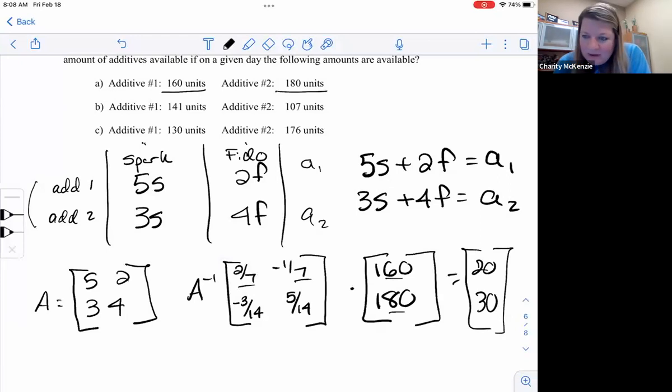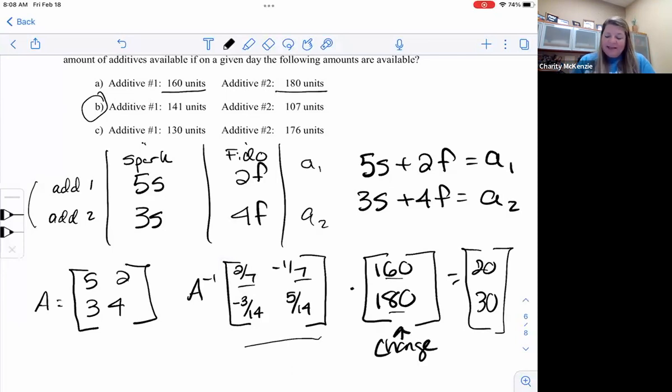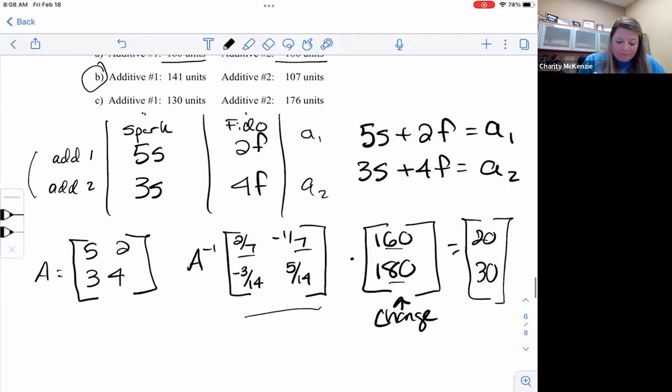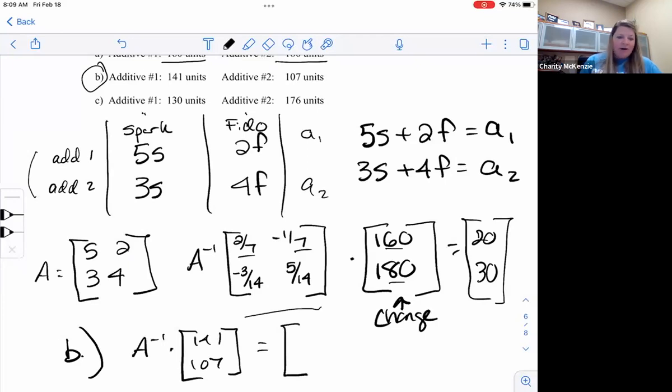Here's why I'd want to set up the situation: now when I go to do B, I already have the inverse. So all I have to do is change this part right here for each piece. For B, we use A inverse times the 141 over 107. So we can look at this other situation and still use our inverse. For B, they get 25 and 8.